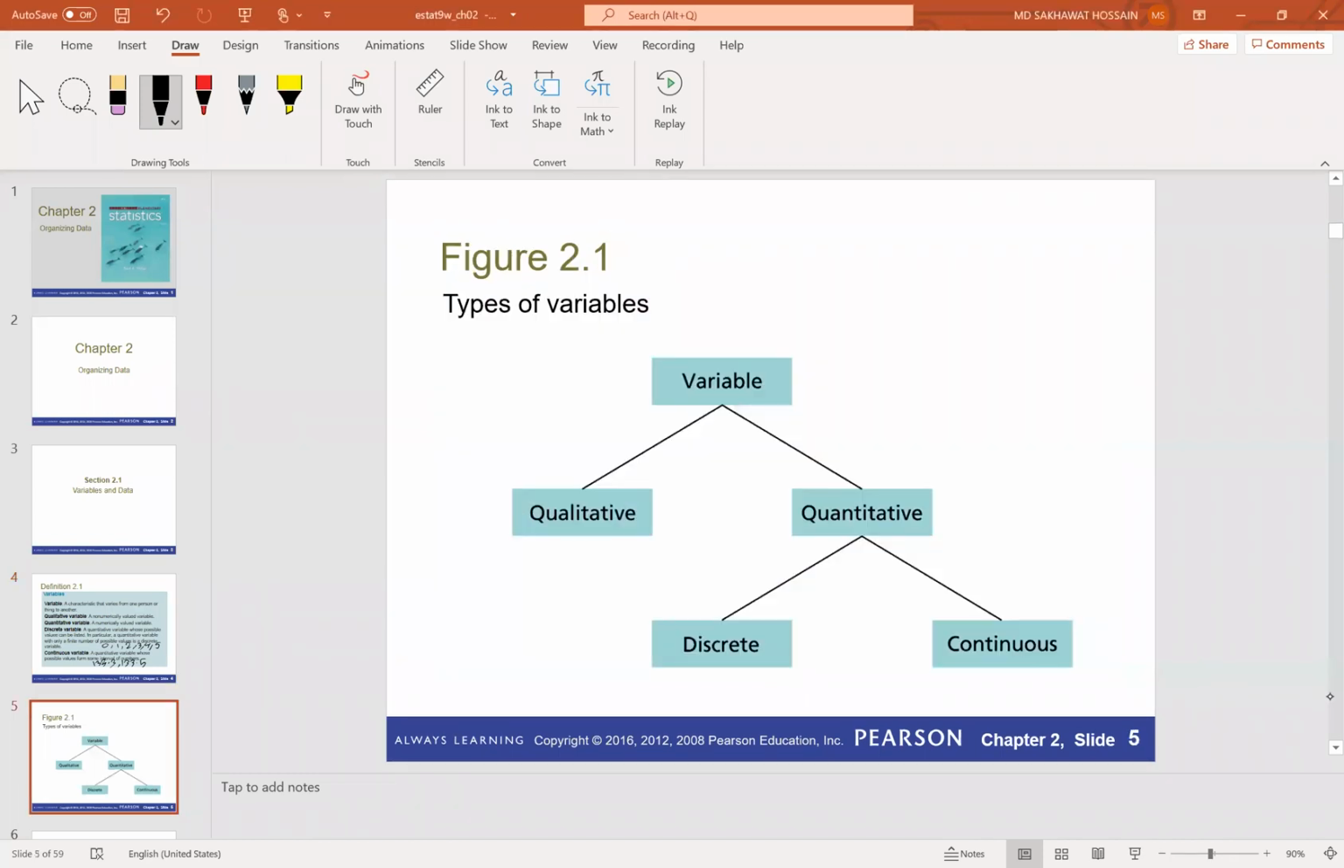Okay. So here is the figure for types of variables. This is the graphical representation. First, this is variable, and the variable has two types. One is qualitative, the other one is quantitative. And the quantitative variable also has two types, discrete and continuous. We already know what a discrete variable and a continuous variable are. We will also see some more examples.